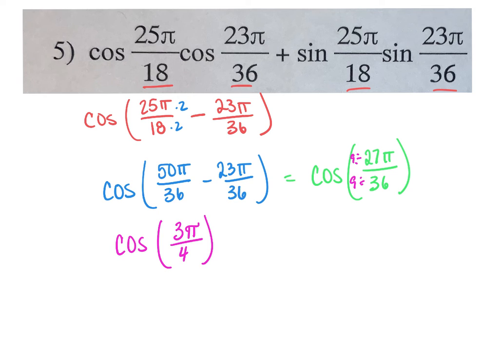3 pi over 4 is a pi over 4, first of all. There we go, a pretty one. We know it's square root of 2 over 2. What quadrant is this going to be in? Second, and cosine is negative in my second quadrant, correct? So what is my answer here?